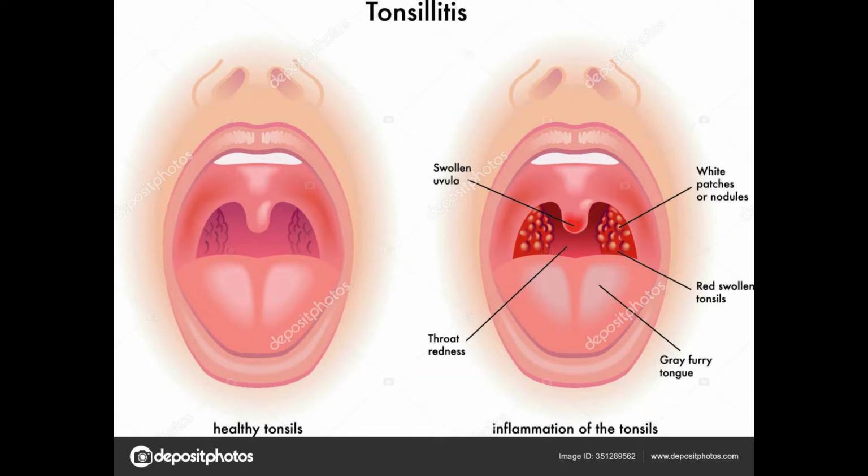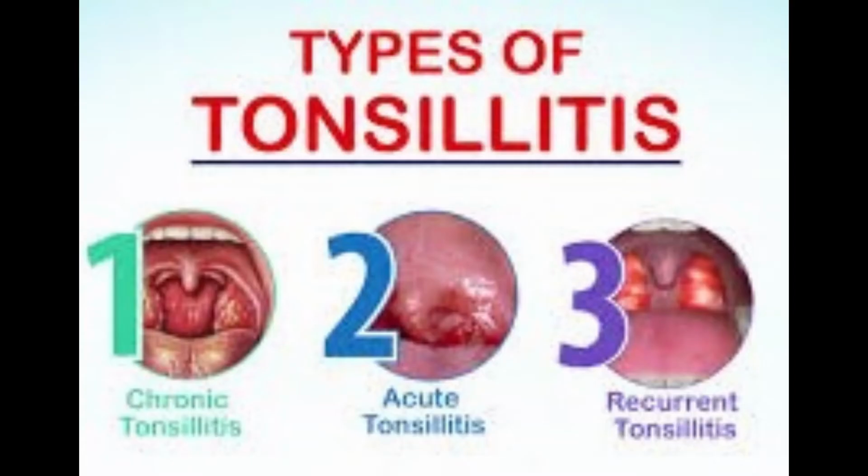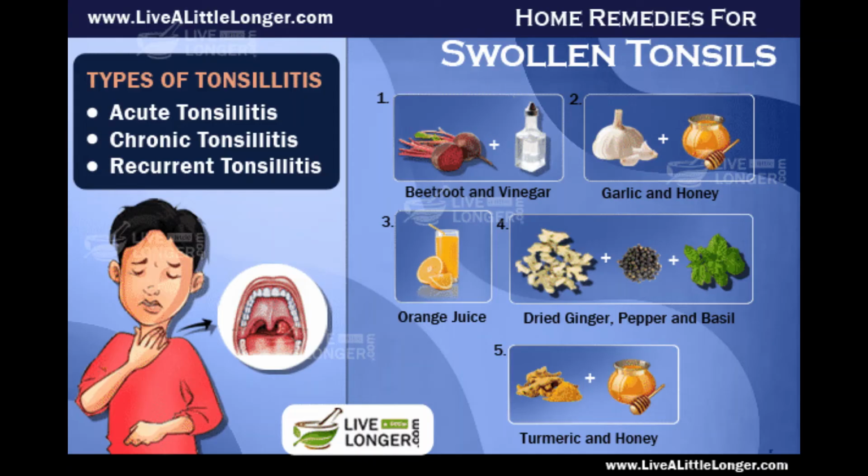Tonsillitis is common, especially in children, and there are three types, that is, acute tonsillitis, recurrent tonsillitis, and chronic tonsillitis. Acute tonsillitis: these symptoms usually last 3 or 4 days but can last up to 2 weeks also. Recurrent tonsillitis: this is when a patient gets tonsillitis several times in a year. Chronic tonsillitis: this is when a patient has a long-term tonsil infection.